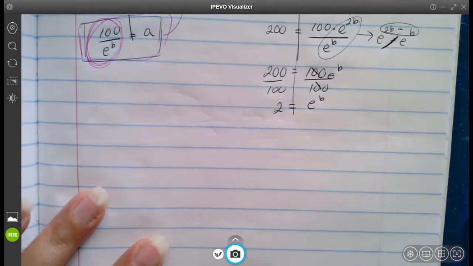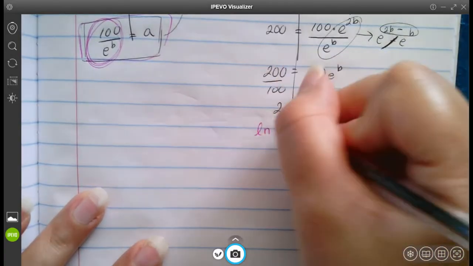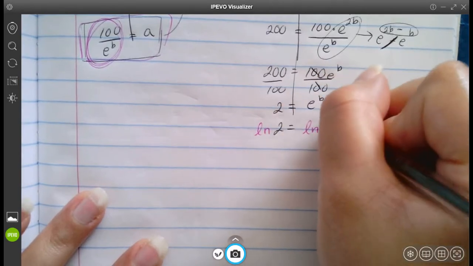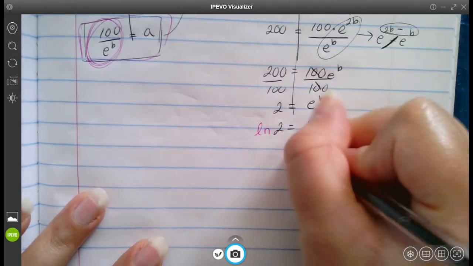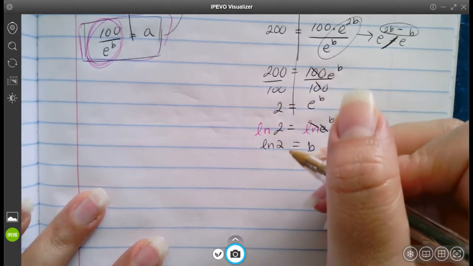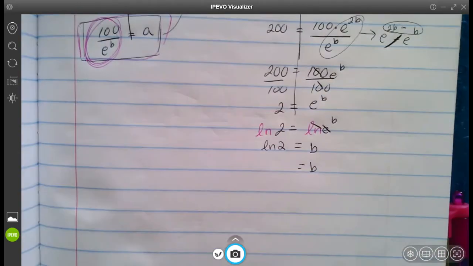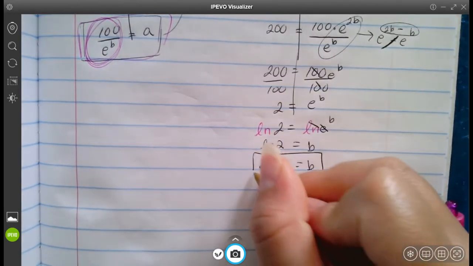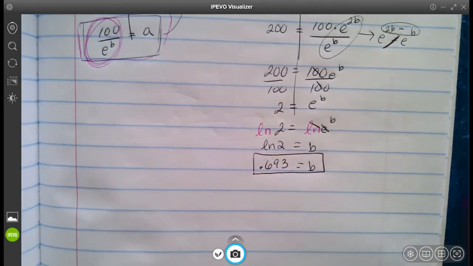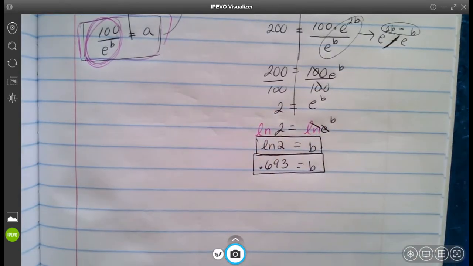To get rid of an e, all we do is take the natural log of both sides. So we do ln of 2 equals ln of e to the b. This is just 1, so b is going to be equal to ln of 2, whatever that is. Let's go ahead and calculate that real quick. Okay, so I'm getting 0.693. But I'm also going to leave it in terms of the ln, because it might be easier to deal with the ln when I plug back in. So let's keep both of those in our mind.